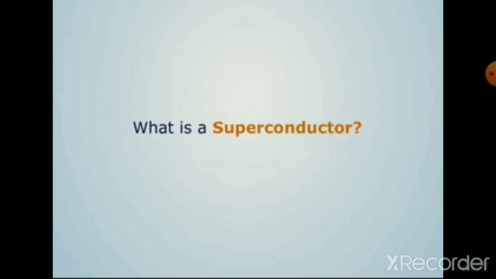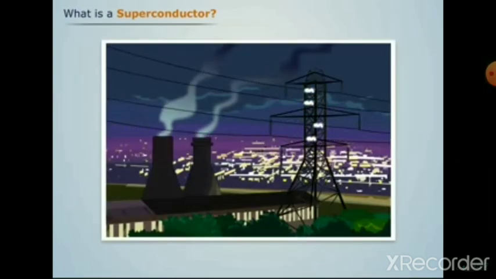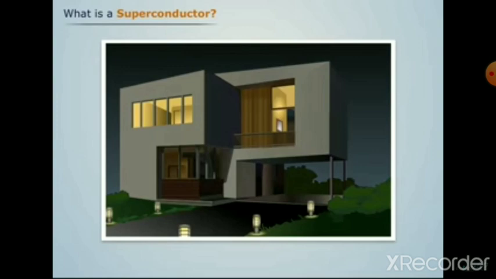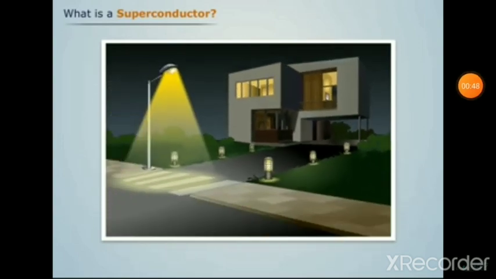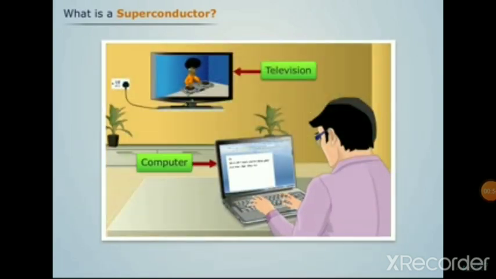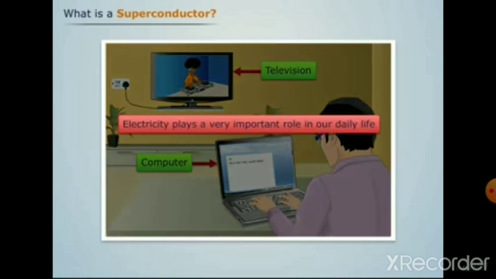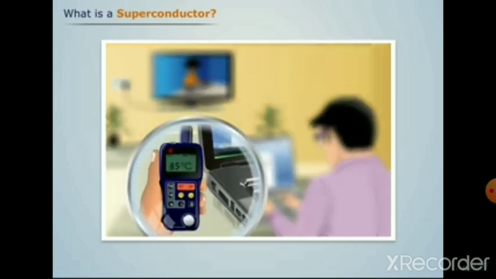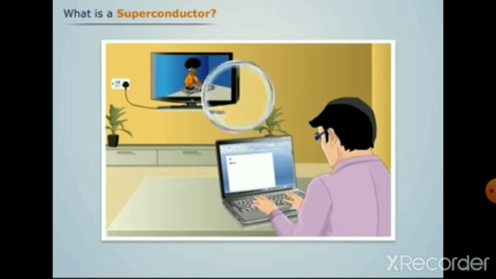What is a superconductor? The present age is the age of electricity. We use electricity to light our houses, streets, etc. Devices like television or a computer operate with the help of electric current. Thus, electricity plays a very important role in our daily life. When we analyze the devices which operate on electricity, we find that some amount of electricity is always lost in the form of heat.